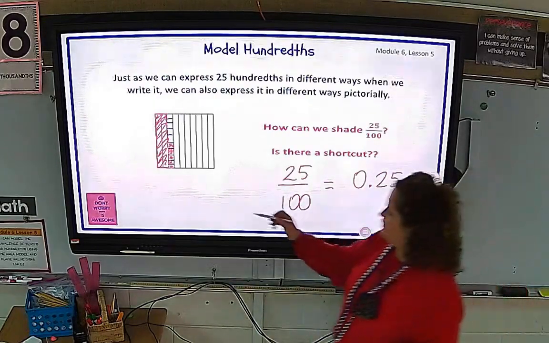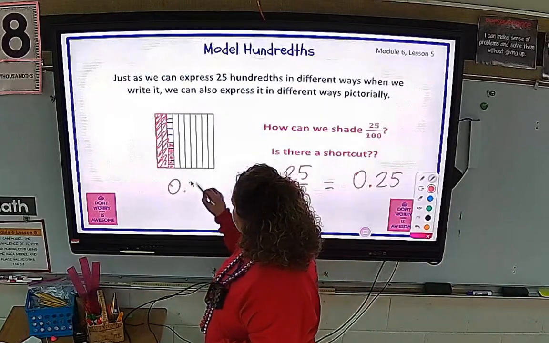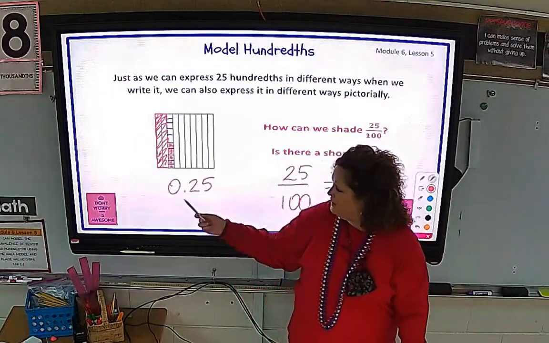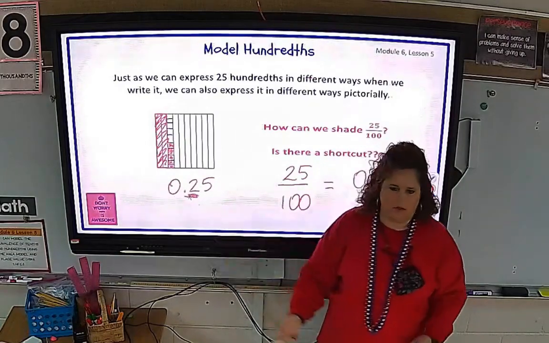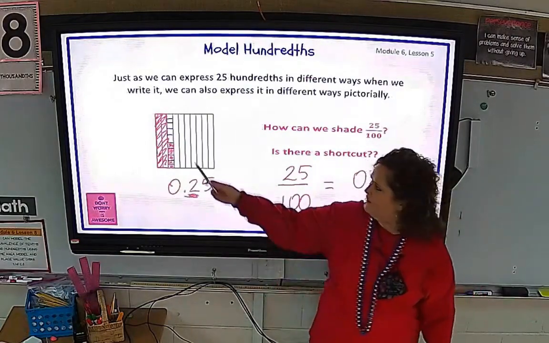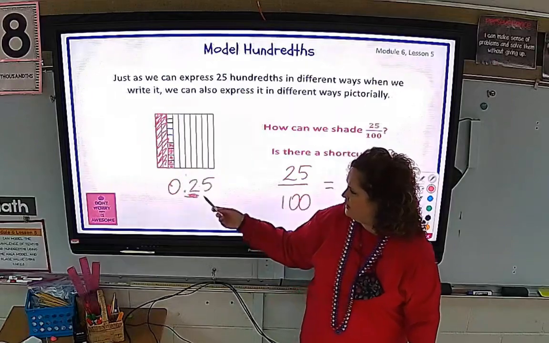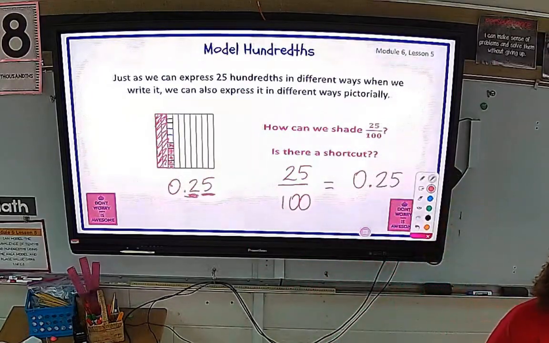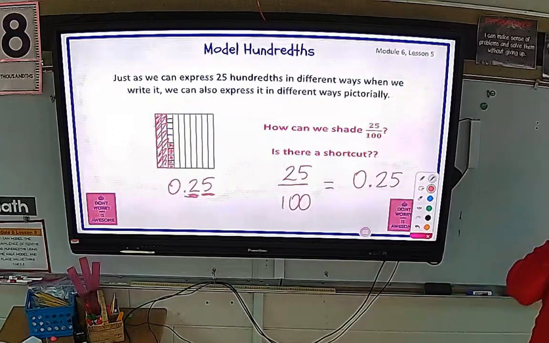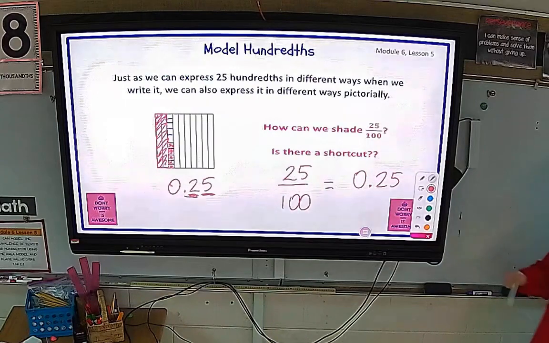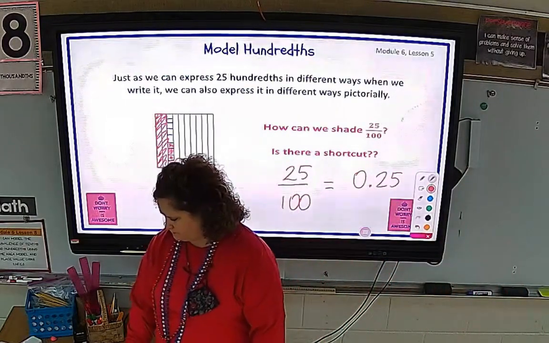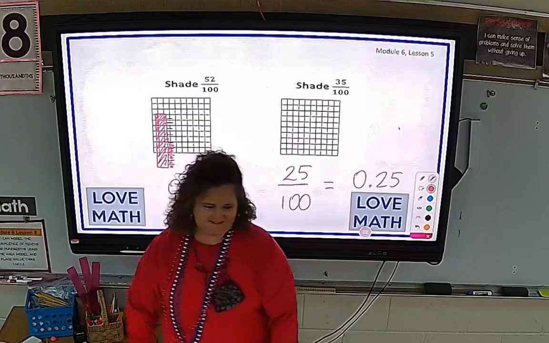Let me write this over here. 0.25. Would you look at that? We've got 2 of our tenths colored in, 2 in the tenths column. And we've got 5 hundredths right there, our 5 in our hundredths column. Hoping that helps as we go along. We're going to practice some of this later on. I know you're excited about that.